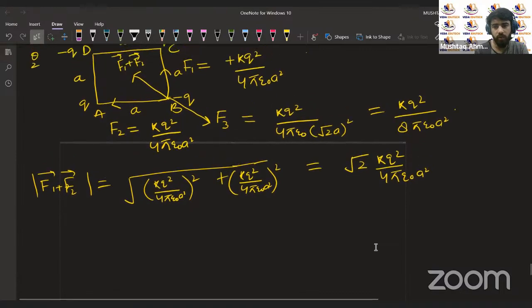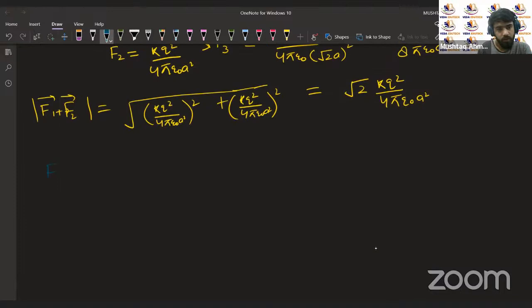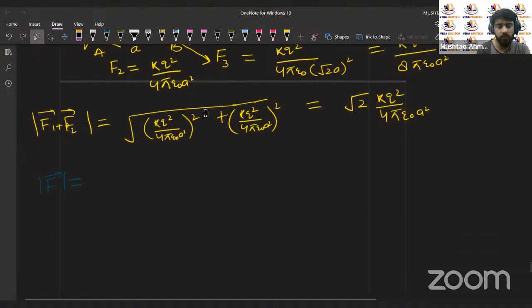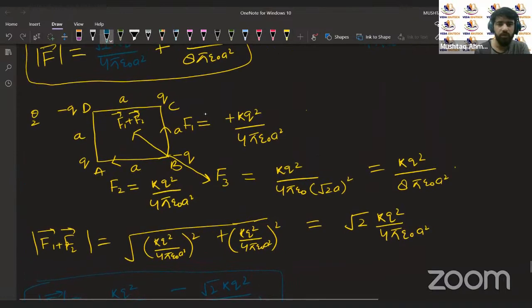So the magnitude of the net force will be given by the vector subtraction of F3 and F1 plus F2. That will be KQ square upon 8 pi epsilon naught A square minus root 2 KQ square upon 4 pi epsilon naught A square. So this will be the net force on the charge Q placed at point B because of the rest of the charges.